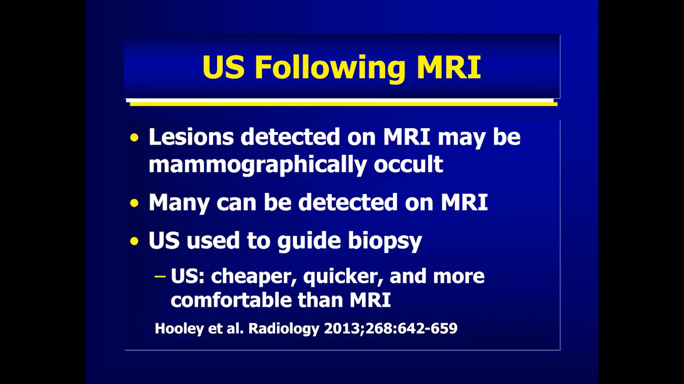When we look at ultrasound following MRI, lesions detected on MRI can be occult on mammography. Many of these lesions will be detected first on MRI, and then ultrasound will be used to see if we could find the lesion on ultrasound. If we could find it on ultrasound, then we could do the biopsy under ultrasound, where it's cheaper, quicker, and more comfortable. If the MRI identified lesion was not seen on ultrasound, then it would be biopsied under MRI guidance.